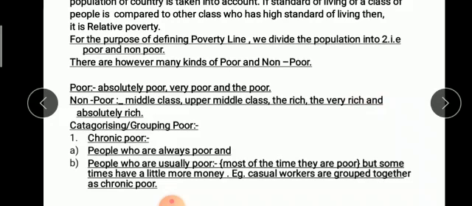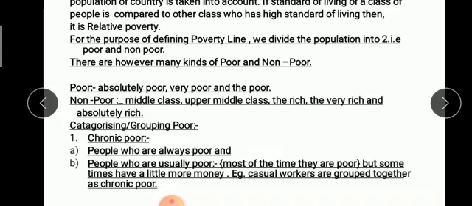In chronic poor there are two categories. A, people who are always poor, and B, people who are usually poor, often poor. Usually poor means most of the time they are poor, but once in a way, due to some luck, maybe they have a little money.